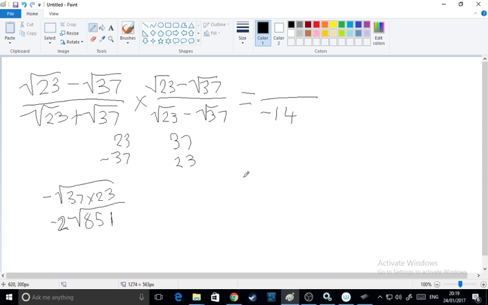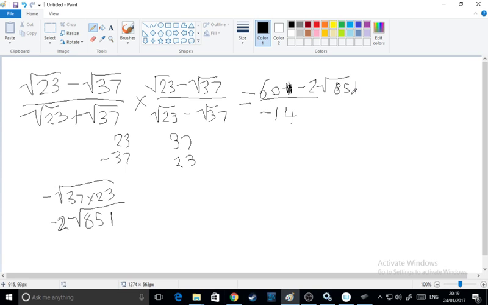Oh, that is quite a weird one. So we've got 37 plus 23, plus this. So we would get 60 plus minus 2 of root 851. I'm not too confident about this. I'll let you guys know. However, I do have to check the answer, so all truth will be revealed soon.